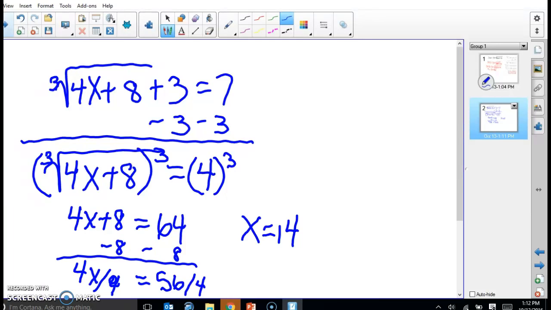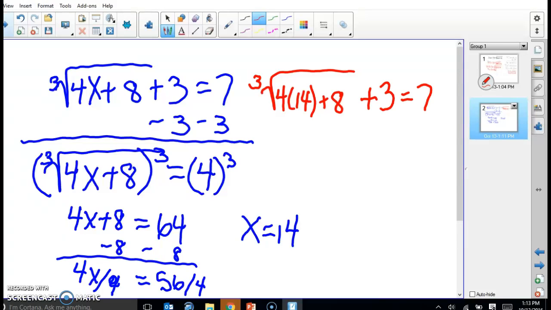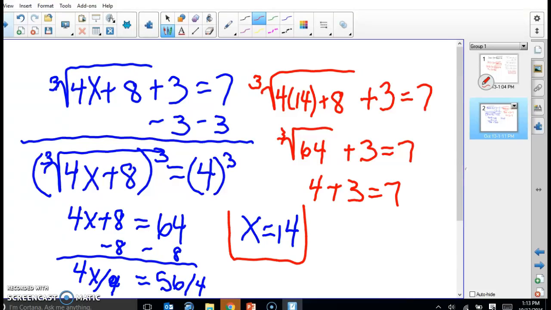Alright, so let's plug it in and make sure it works. What's 4 times 14? 4 times 14 is 56, plus the 8 is 64. The cube root is 4. 4 plus 3 is 7. Alright, so that works. Alright, questions on those?